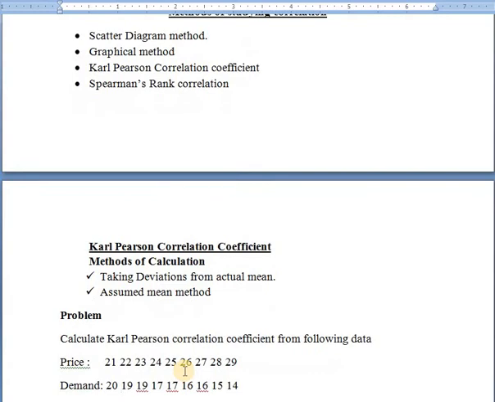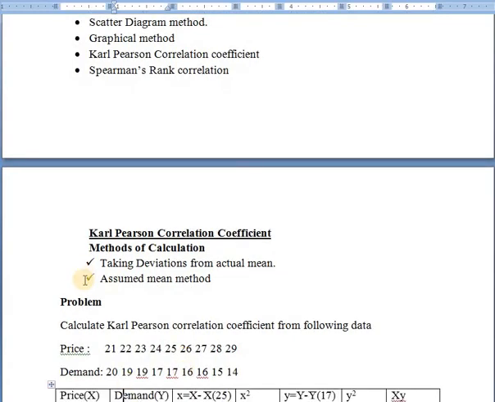Let us solve a problem based on taking deviations from actual mean. The problem goes like this. Calculate Karl Pearson's correlation coefficient from the following data. There are two variables, price and demand. As told, between price and demand there exists a negative correlation. That is, if price goes on increasing, the demand falls.